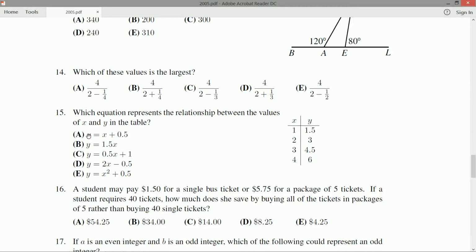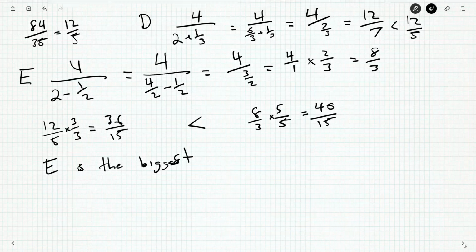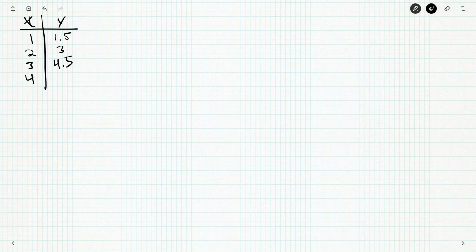So all of them are of the form y equals. So I say, well, the easiest thing to do is take these values of x, plug them in, and see, do we get the right y's? So I'm going to copy the table of values over. So we have x and y, and we had 1.5, 2, and 3. We had 3 and 4.5, and we had 4 and 6.